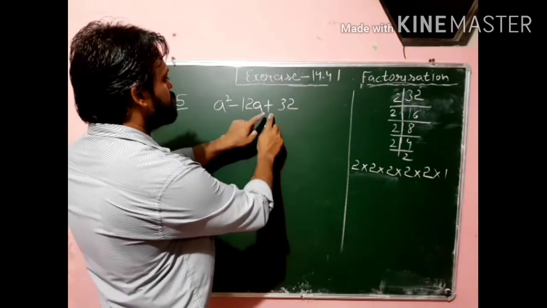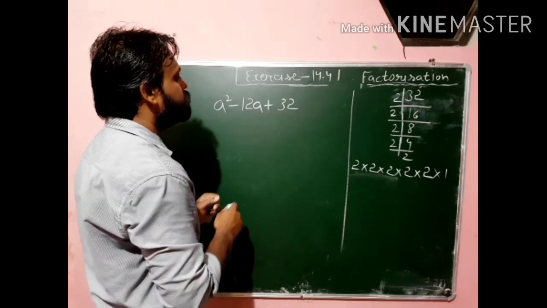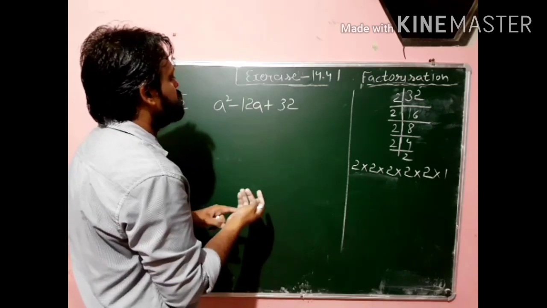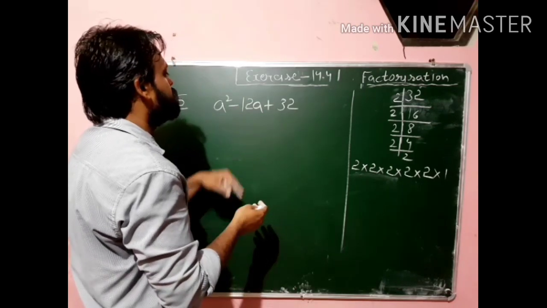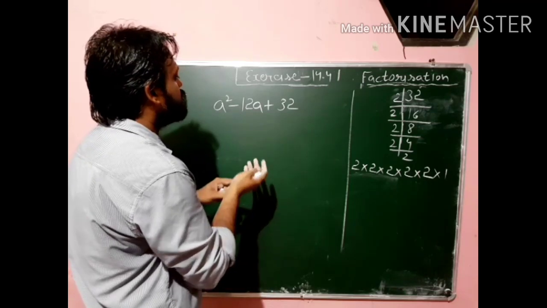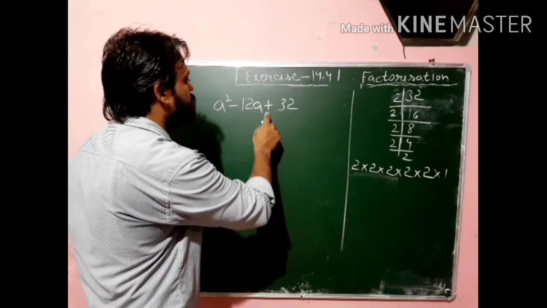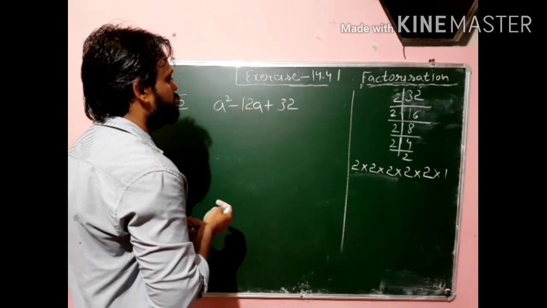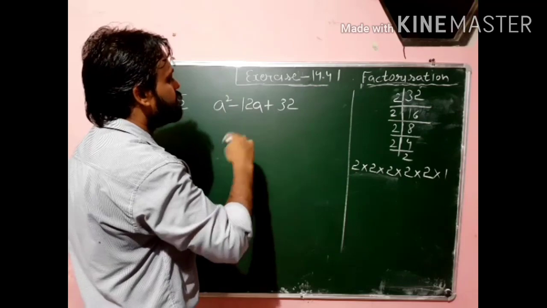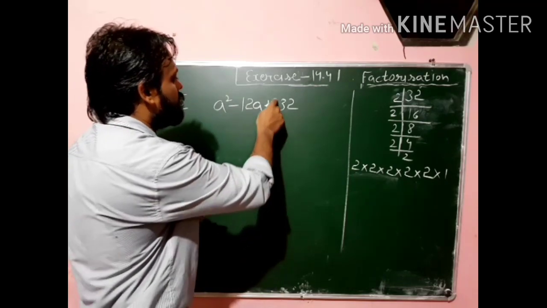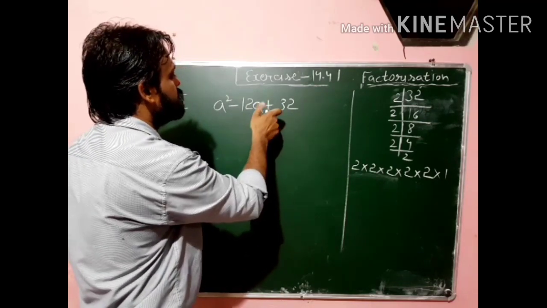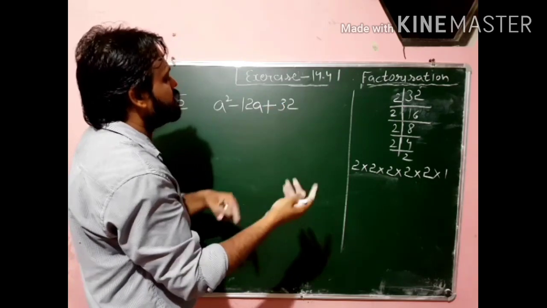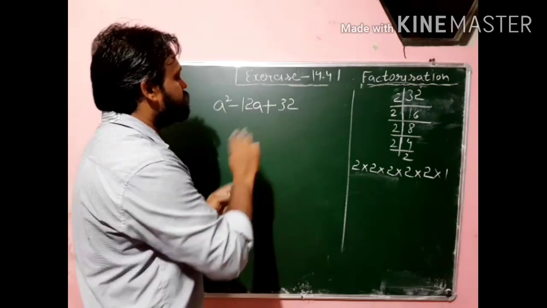First of all, see here is a sign of plus. It means we now have to add the terms. We have to split this 12a in such a way that the sum of those values should be equal to 12, because here is a sign of plus. And of course the multiplication should be equal to 32. We have to take care of the sign also, but first of all see the values. We have to split this 12a into 2 terms, so the sum of those 2 terms should be equal to 12. Then we will take care of the sign also.